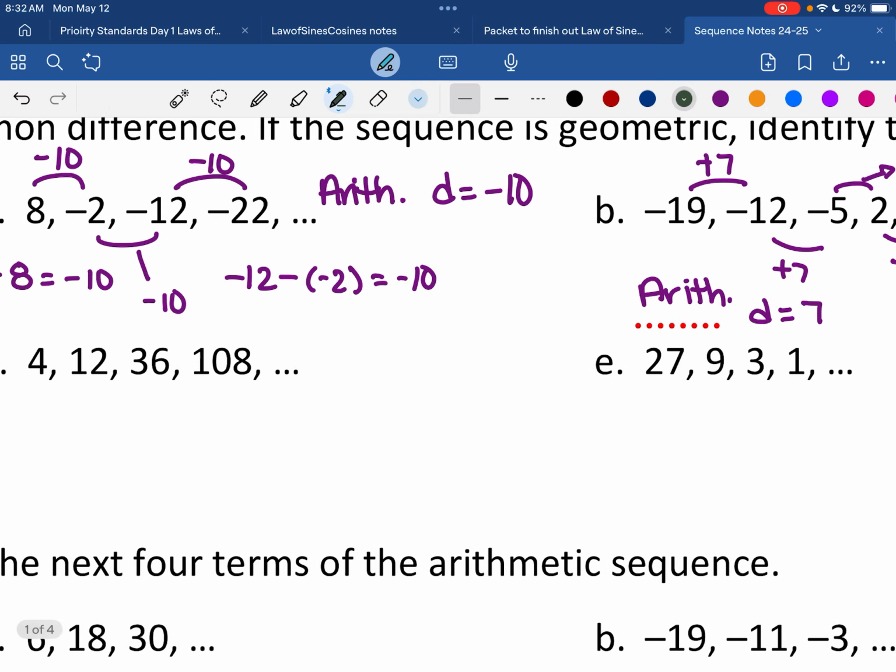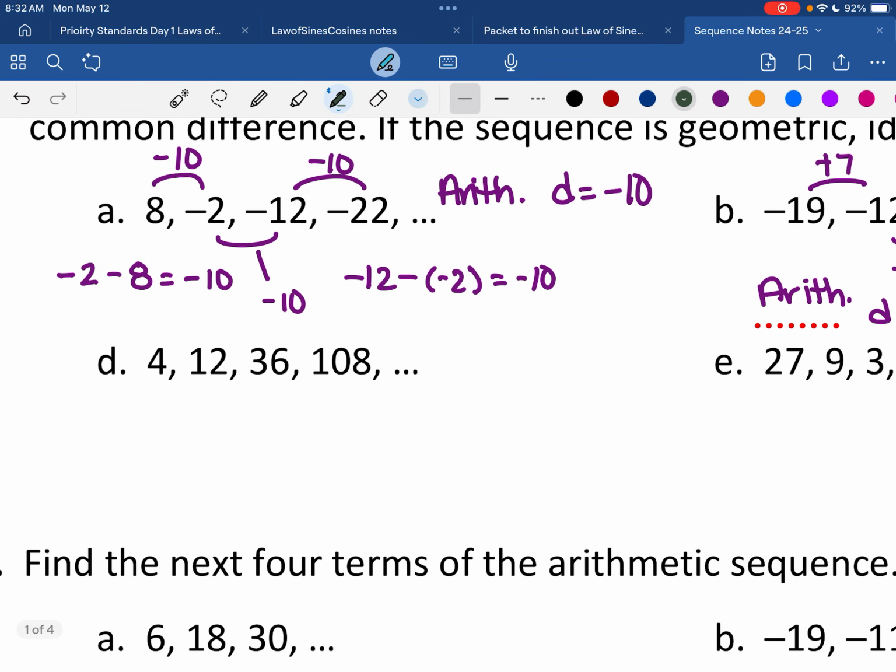So checking over here, I see that the numbers are getting bigger. And 4 plus 8 is 12. 12 plus 8 is not 36. So arithmetic doesn't work. So I'm going to check another thing. I'm going to see if I multiply to get there. To check if you have a ratio, you take the second number divided by the first number and so forth. Does that equal? That equals 3. 36 divided by 12 equals 3. And 108 divided by 36 equals 3.